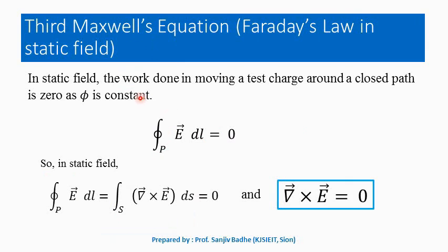In static field, the work done in moving a test charge around a closed path will be 0 as phi will be constant, the flux is constant, and therefore line integral of E bar dl will be equal to 0, and therefore curl of E bar will also be equal to 0. So for static field, the Maxwell equation becomes curl of E bar equal to 0 because B is constant. So dB by dt will be equal to 0. So curl of E is equal to 0.